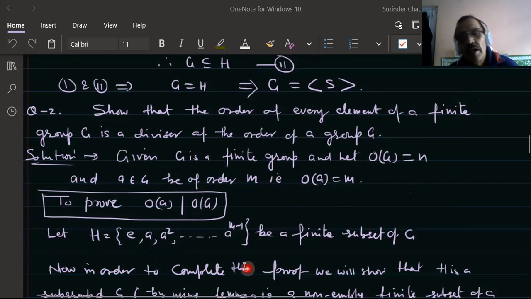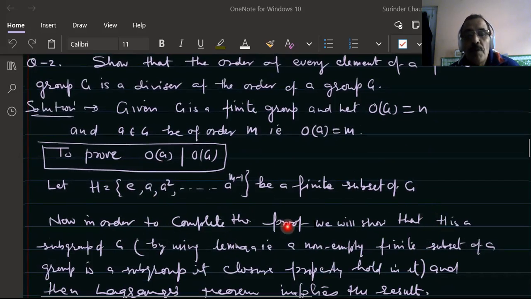So it must have a finite number of elements. How many? The order of this. Let's generate H by the element A. The order of A is equal to M, therefore A to the M is equal to 1. So the elements of H are A to the M equal to E, A square, and so on up to A to the M minus 1. This is a finite subset of G.